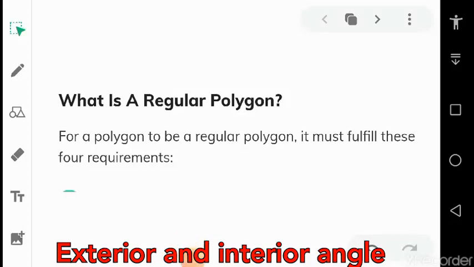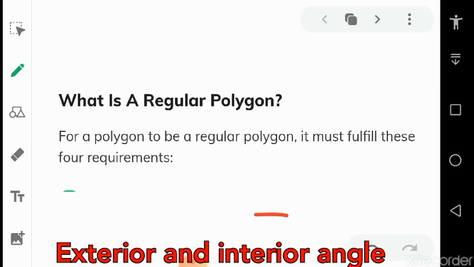Today we will study regular polygons and the properties of interior and exterior angles related to regular polygons. Alright, in the last video we discussed a few properties of interior and exterior angles, and today I extend these properties and we will discuss a few problems based on these. So let's continue. What is a regular polygon?